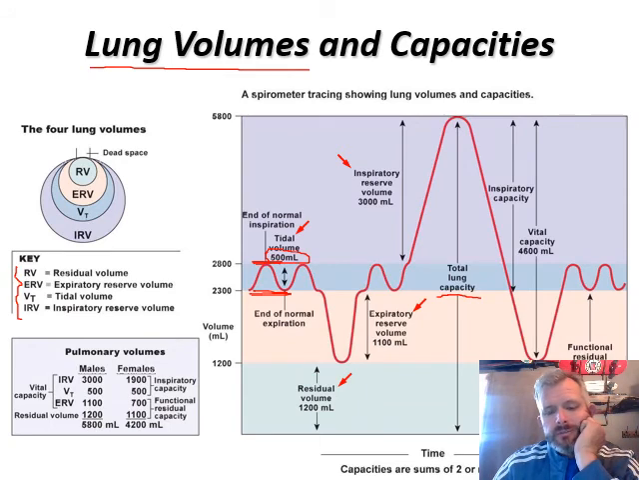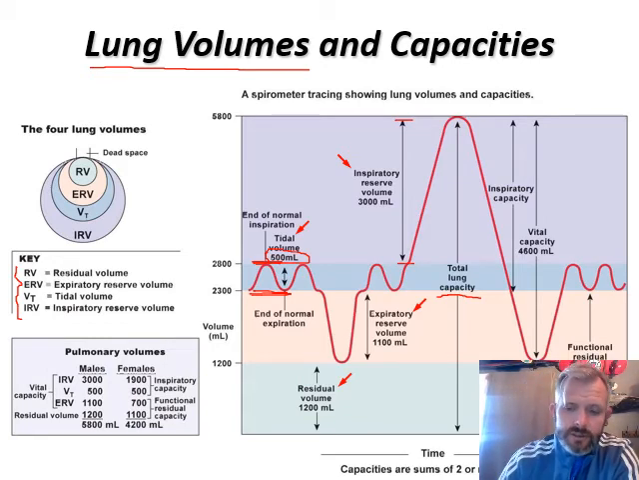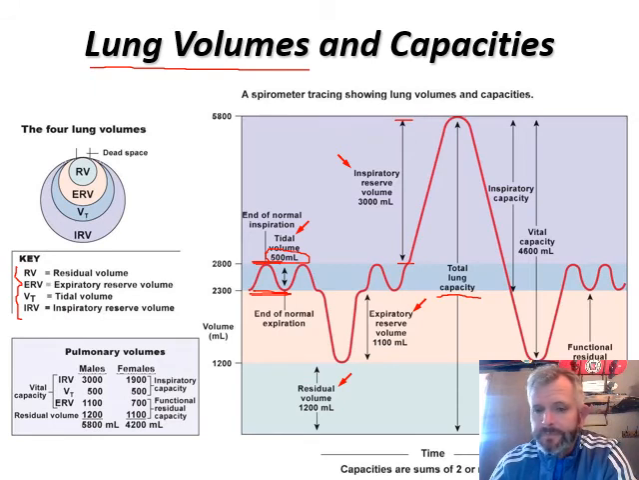Now, if I was to breathe in normally, and then breathe in as much as I can, that would give me this volume, my IRV, or what's called my inspiratory reserve volume. It measures roughly 3,000 mLs or 3 liters. This will differ between age. It also differs between male and female, with males usually tending to be larger than female.